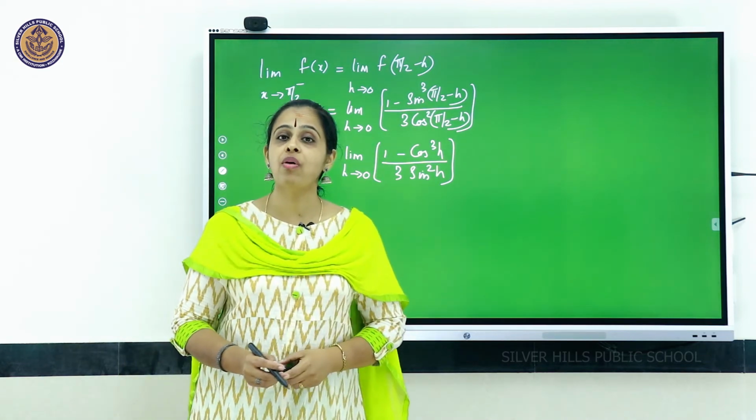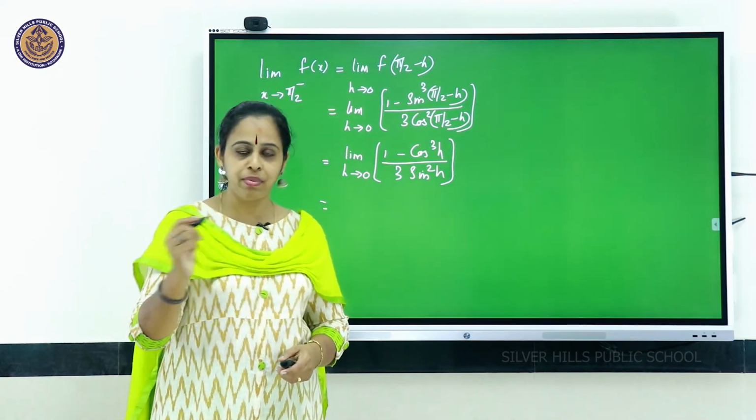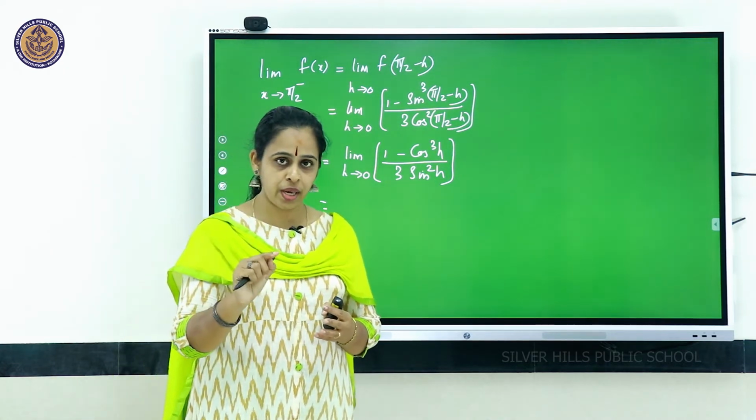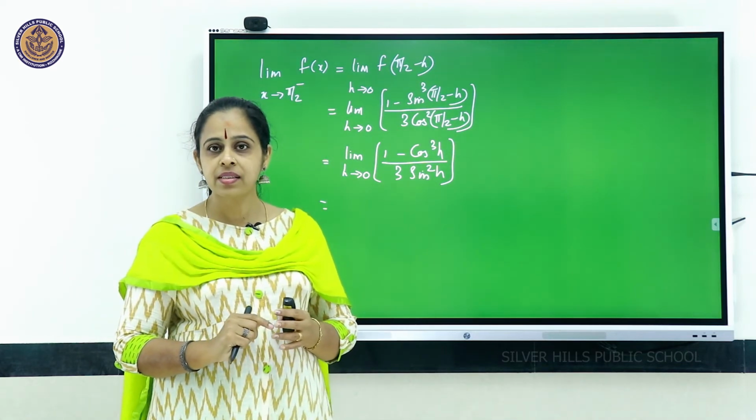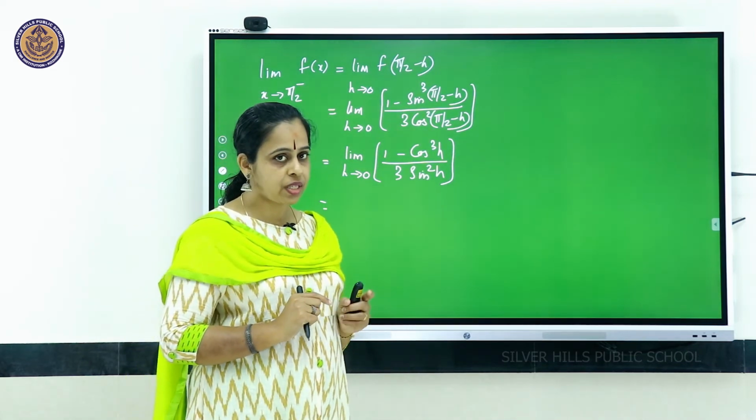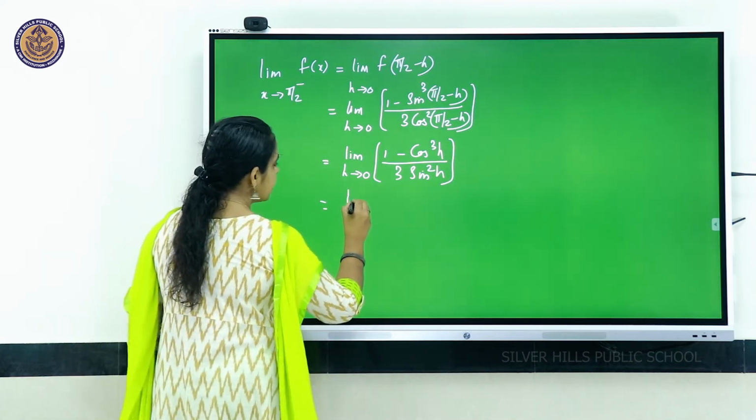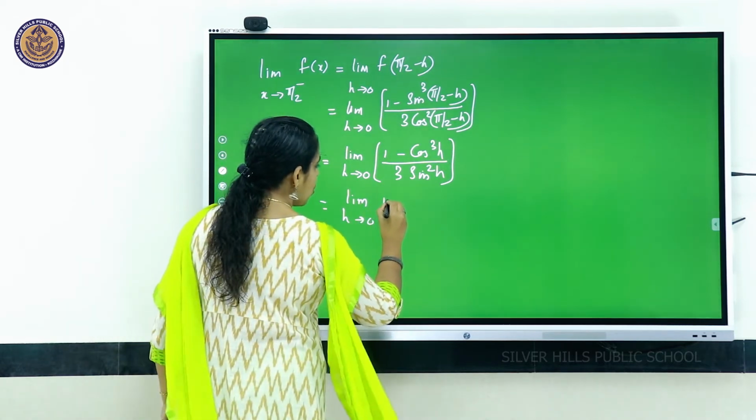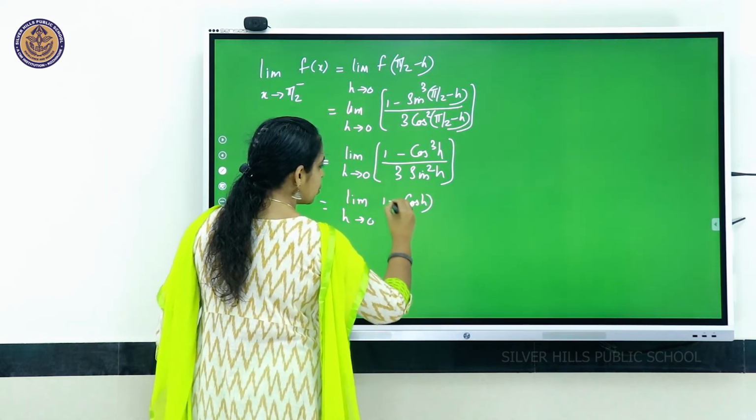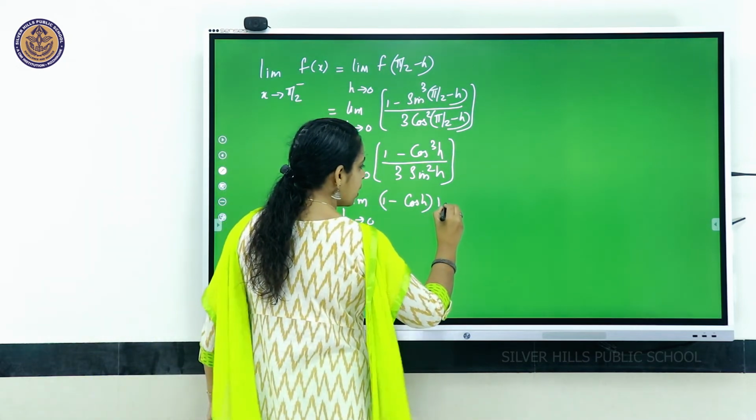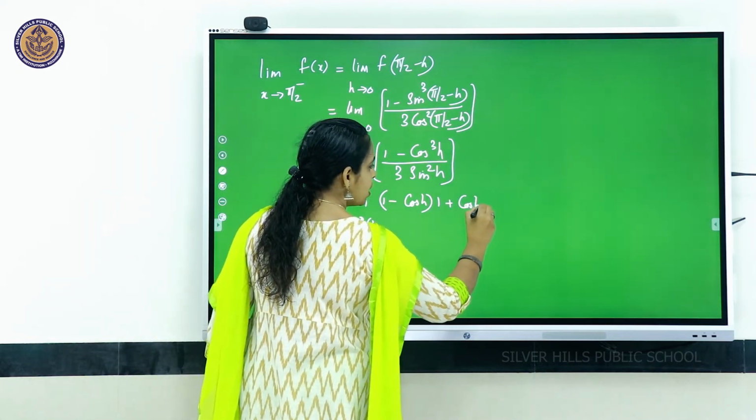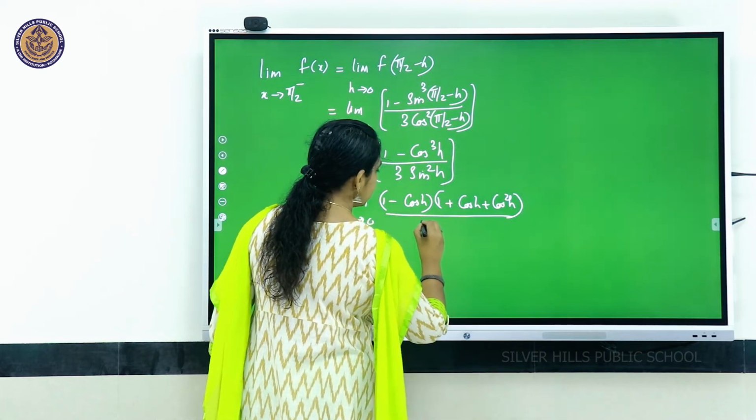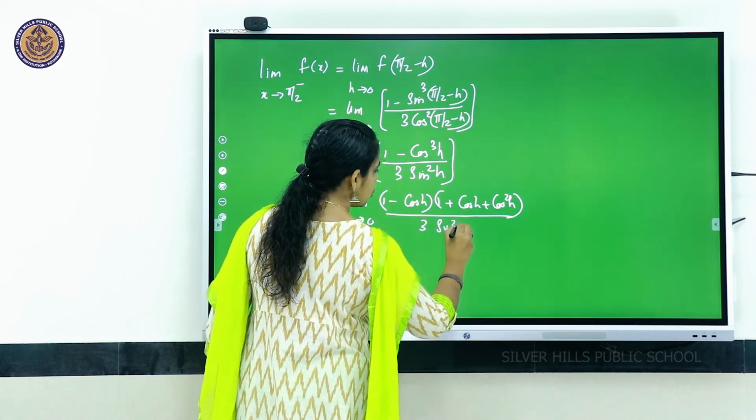Numerator is in the form of the identity a cube minus b cube. What is the expansion? (a minus b) into (a square plus ab plus b square). Let us expand using the identity. Limit h tending to 0, (a minus b), (1 minus cos h), (a square plus ab plus b square), divided by 3 sin square h.